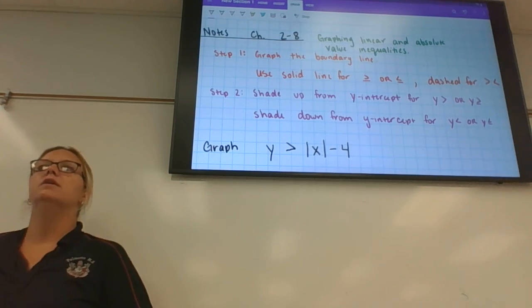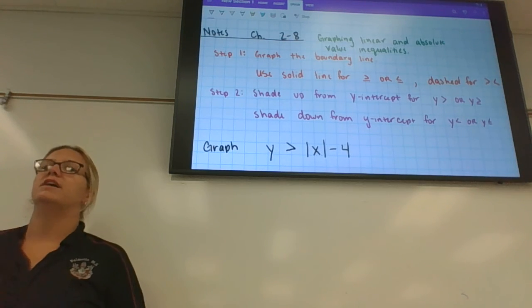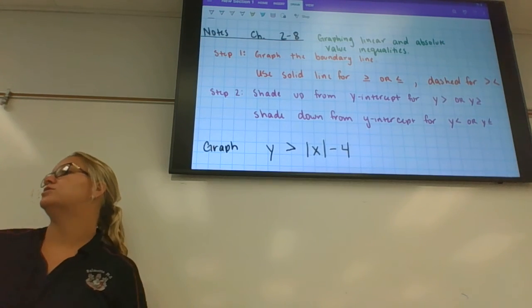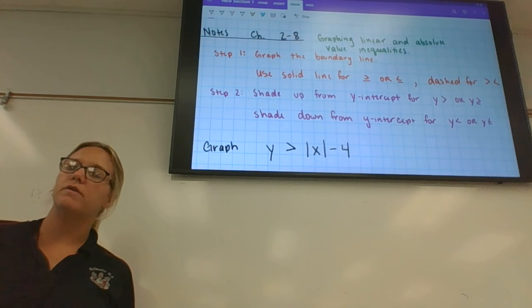And that'll show me, do you understand how to see a vertex? Do you know the transformations? Should it go up or down? And can you shade correctly?